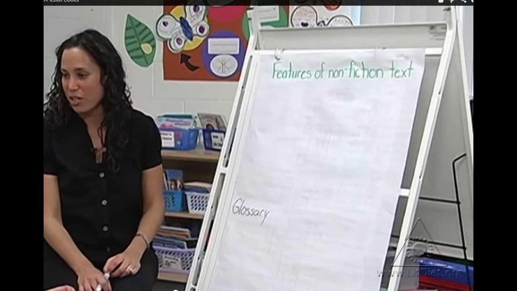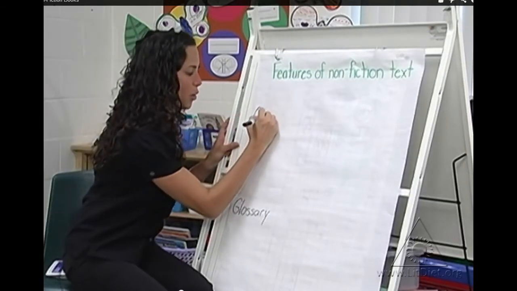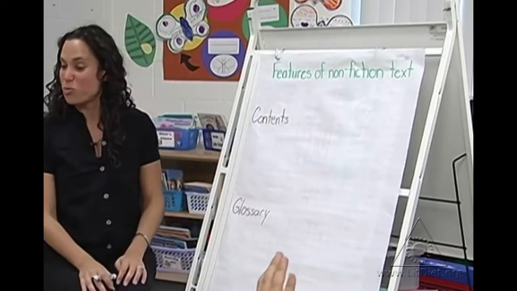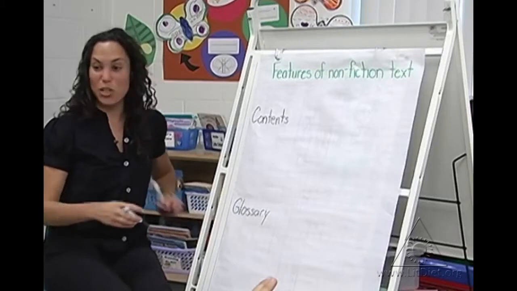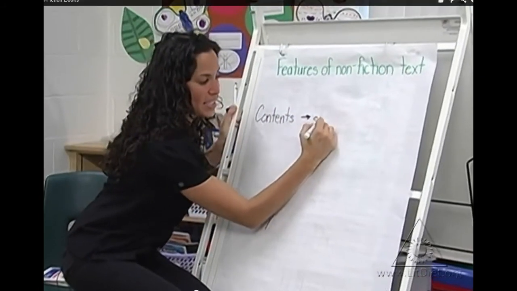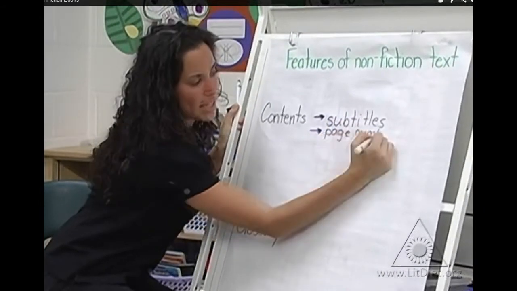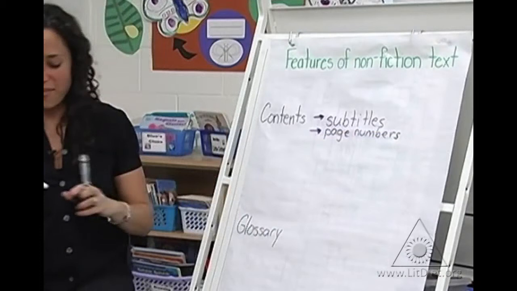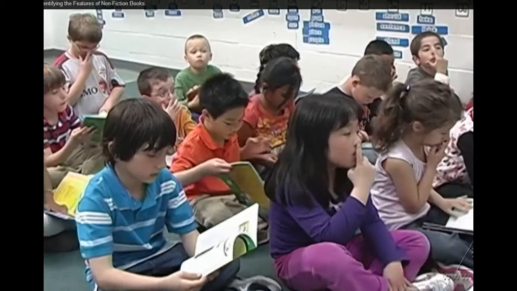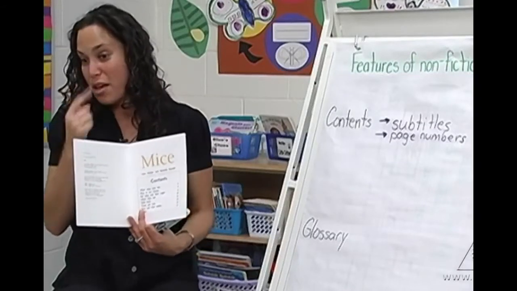I noticed a contents. You have a contents in your nonfiction book, and I'm going to put that right up by the front or the top of the list because that's right on the first page. And the contents tells us the subtitles and page numbers. Can everybody open their books and look to see if you have a contents in the very front, and put your finger on your nose if you have a contents. Excellent. So a lot of nonfiction books have contents. Not all of them, but many of them.